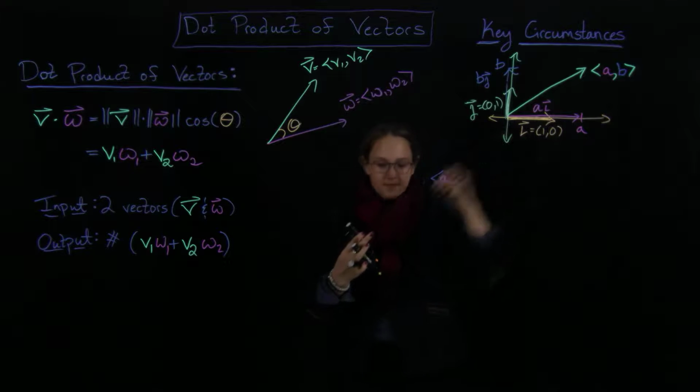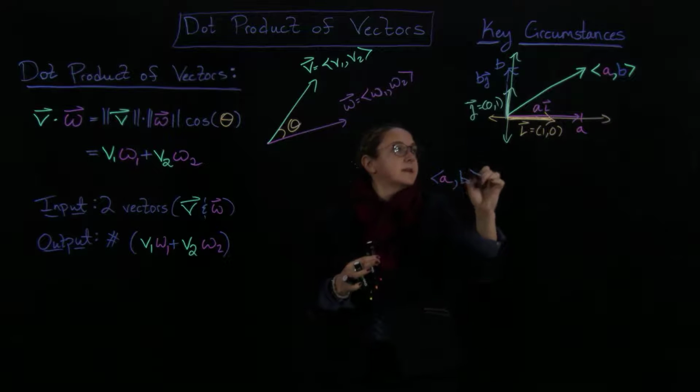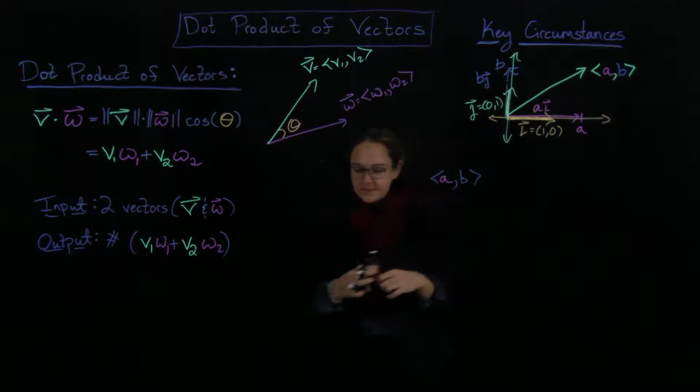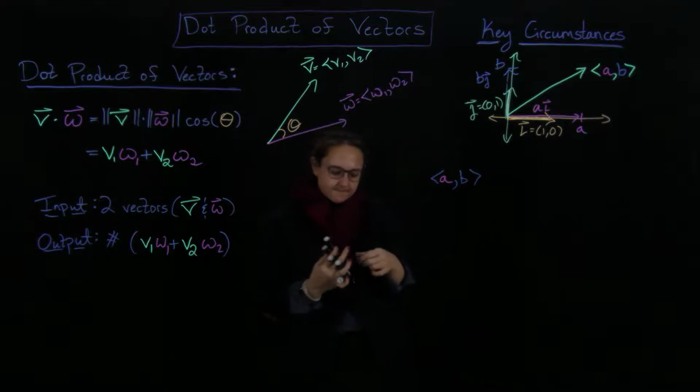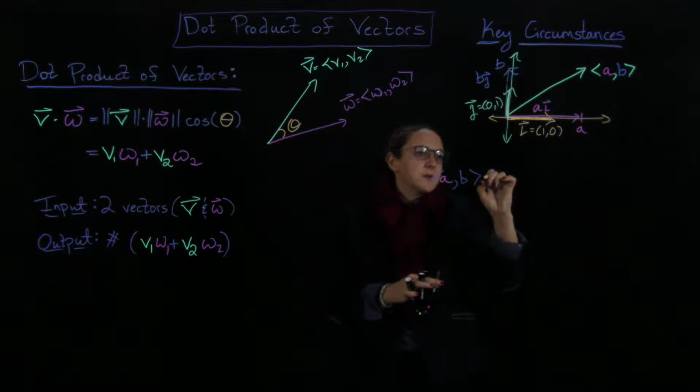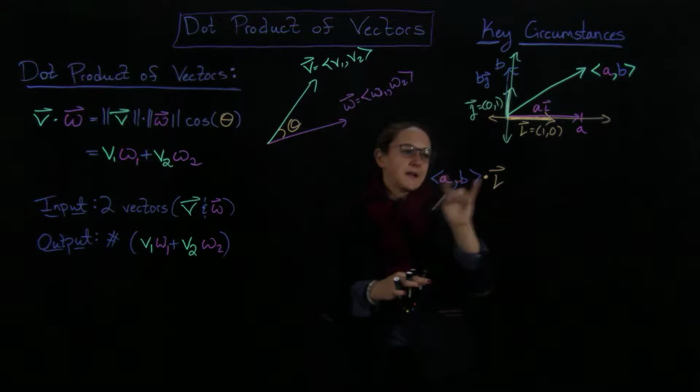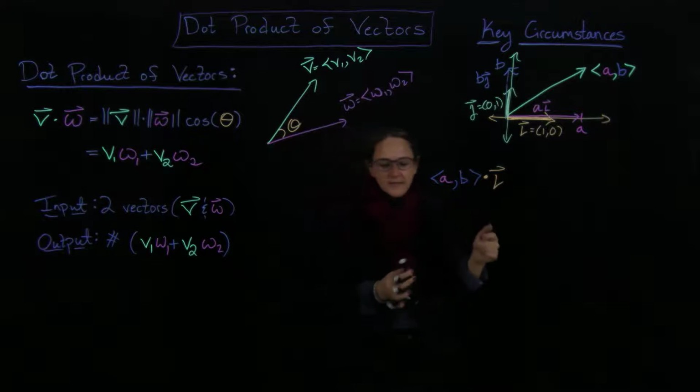So A and then B, like this. Okay, and what happens if I dot this with I? I'm going to take the dot product. These are two vectors, so this is a vector and this is a vector. What would I get out as my dot product?